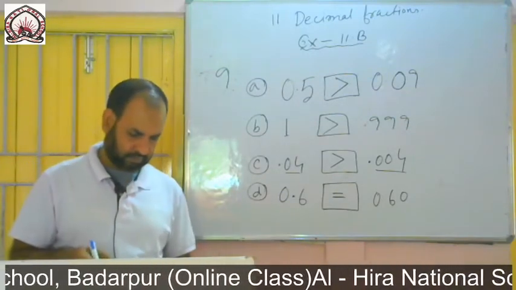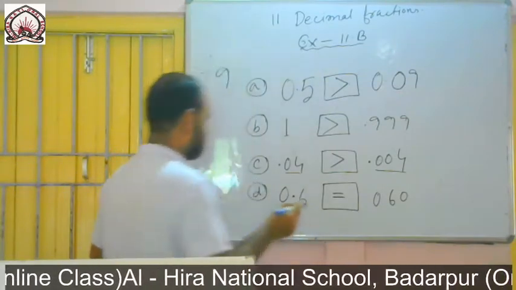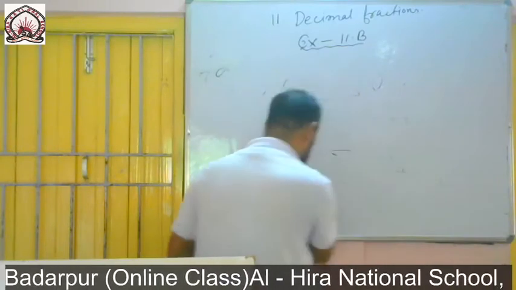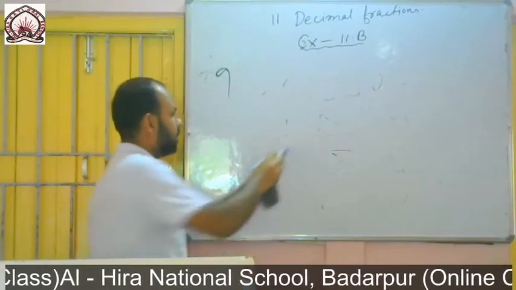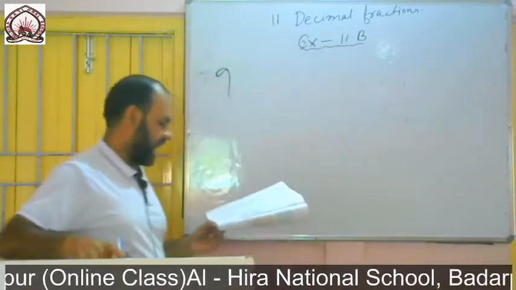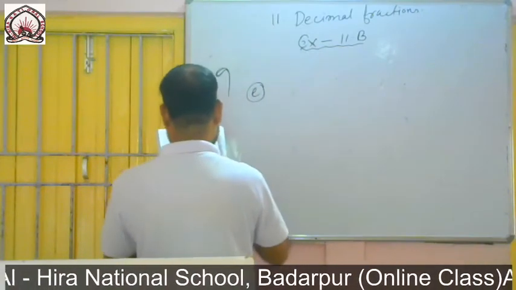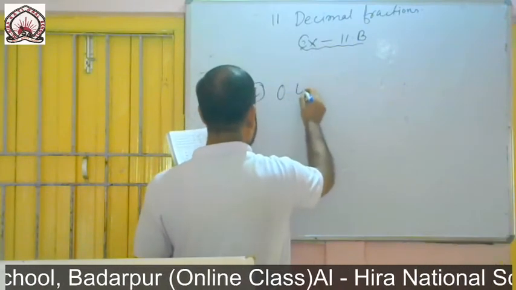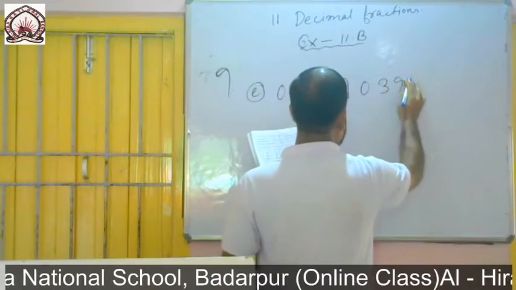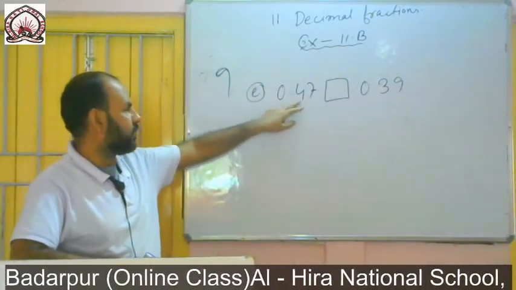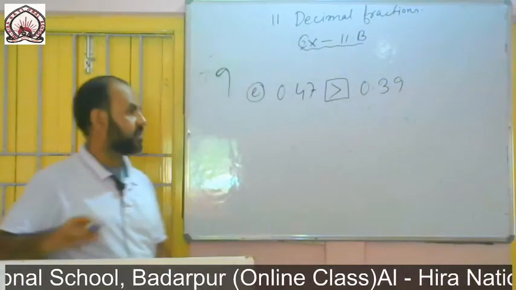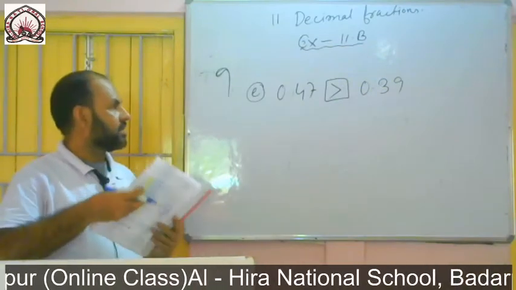Next, question number E. 0.47 box 0.39. Here we can easily understand, because after the point 47 is there, and here after the point 39 is there. So 0.47 is greater than 0.39.